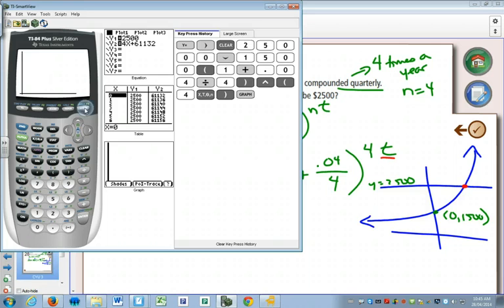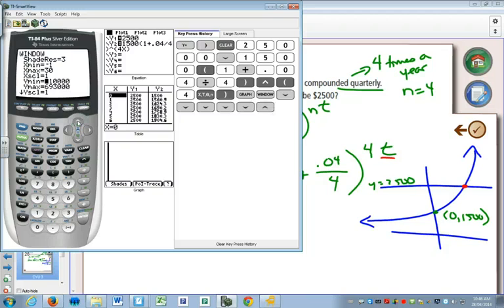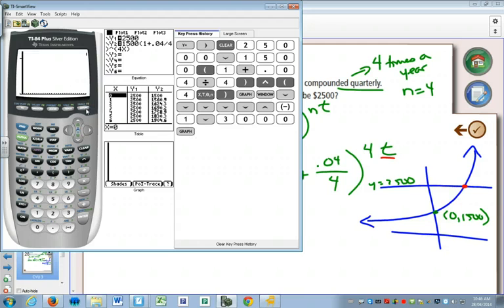Now, chances are when I graph this, I won't see anything because my window isn't set up. That's why the sketch that we did over here is so important. You know that one graph starts at 0, 1,500. The other one is a straight line at 2,500. So when I go to my window for my y values, I don't need to see negative 10,000. Probably negative 10 would be fine, or negative 1 is probably going to be good enough. And I need to see past 2,500, so I'm just going to go up to 3,000. I'm going to see if that changes anything for my graph.